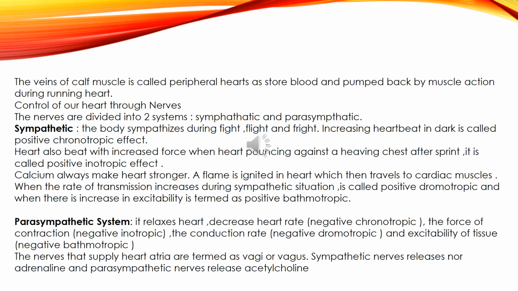Parasympathetic system. It relaxes the heart; it decreases heart rate, the force of contraction, the conduction rate and excitability of tissues. The nerves that supply the heart atria are termed vagi or vagus. Sympathetic nerves release noradrenaline and parasympathetic nerves release acetylcholine.